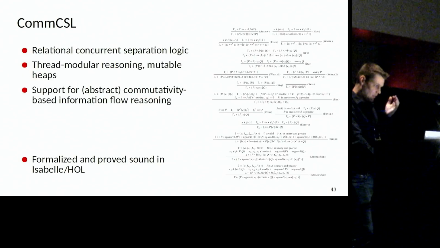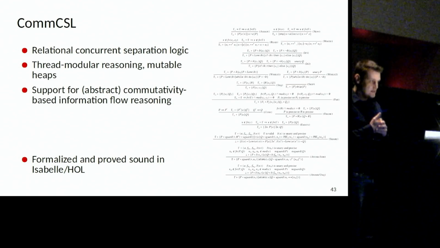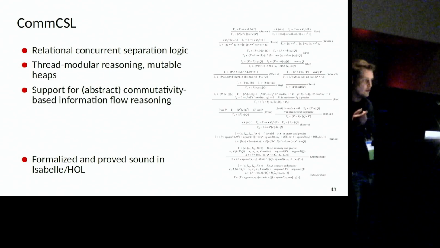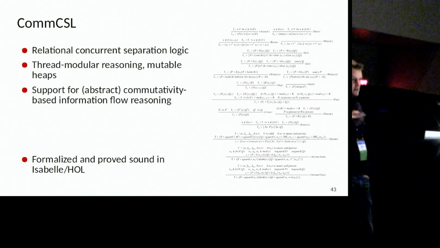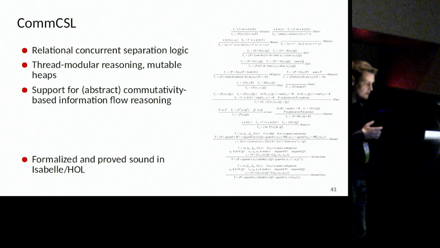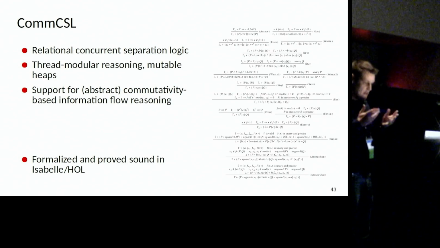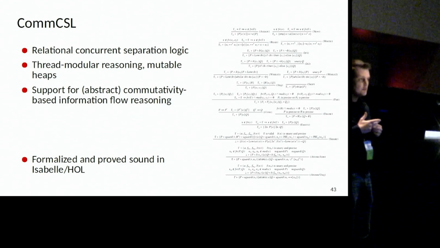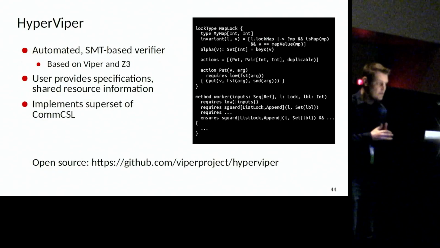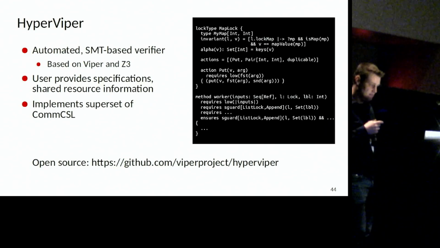Okay. So I've already mentioned we formalized this in CommCSL. That's a relational concurrent separation logic. Relational because it always reasons about these pairs of executions of the same program. Because it's a concurrent separation logic, it allows thread modular reasoning and of course supports mutable heaps, but it has built-in support for this information flow reasoning based on abstract commutativity. And we've taken this logic and formalized it in Isabelle/HOL and proved it sound. We've also implemented it in a tool called HyperViper. So that's an automated SMT-based verification tool based on Viper.